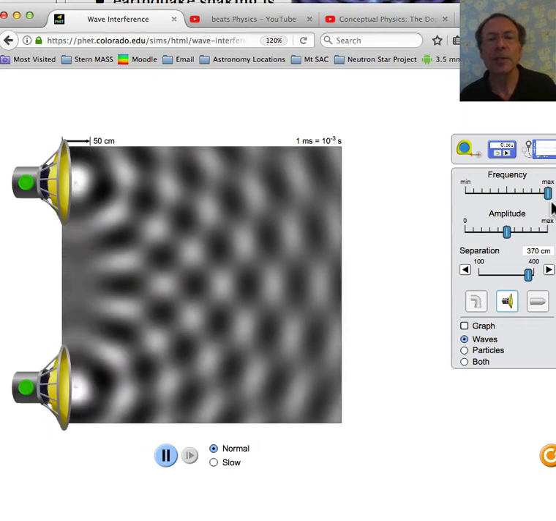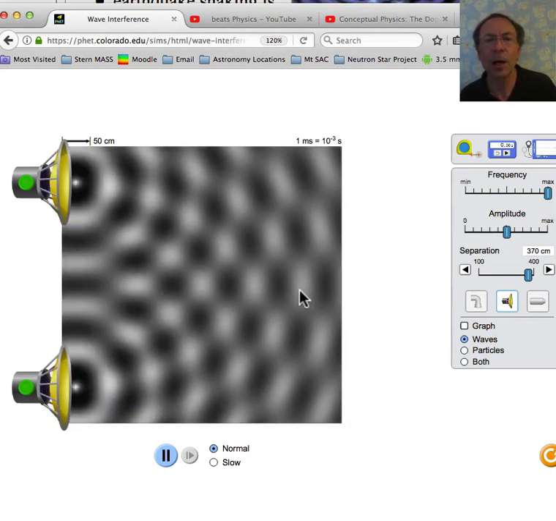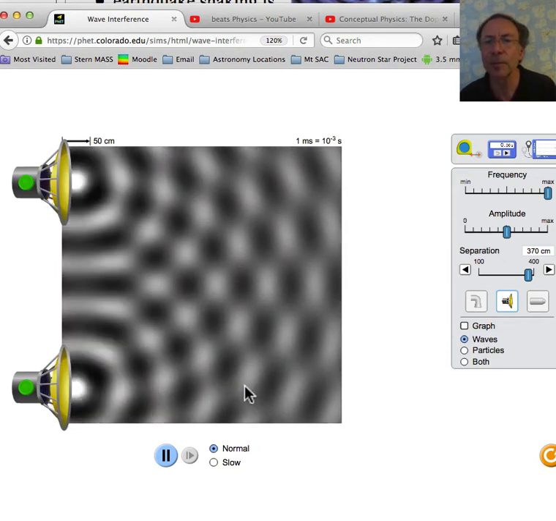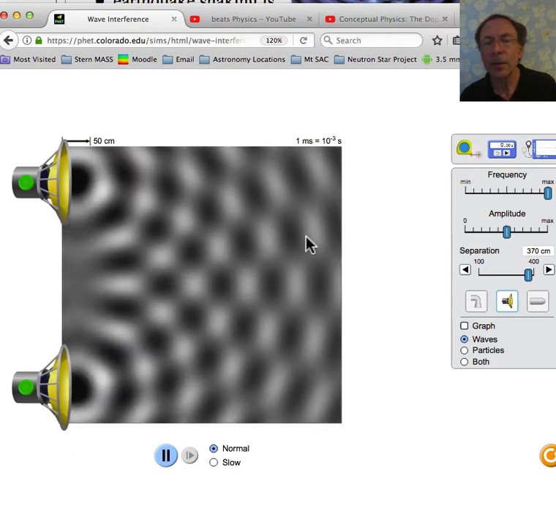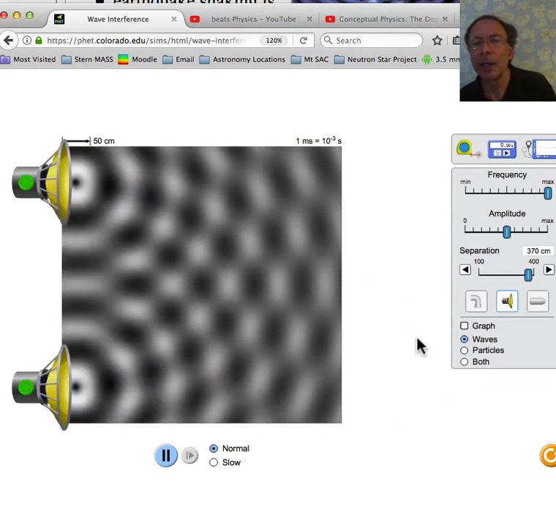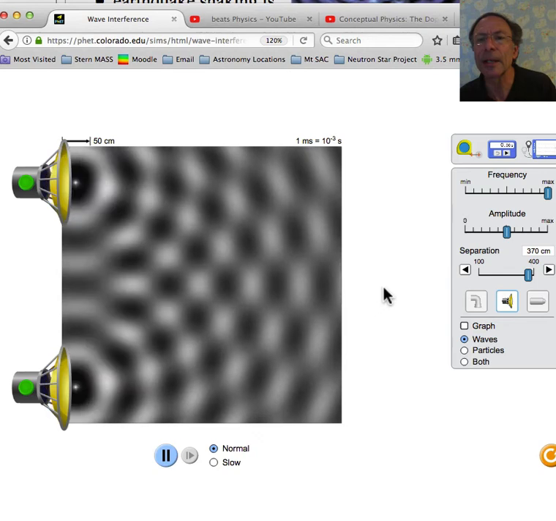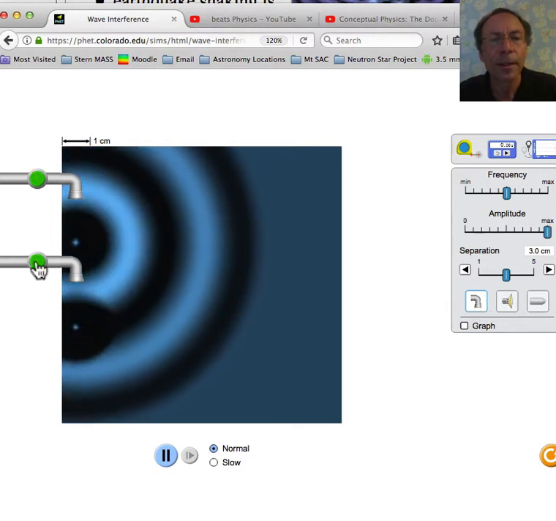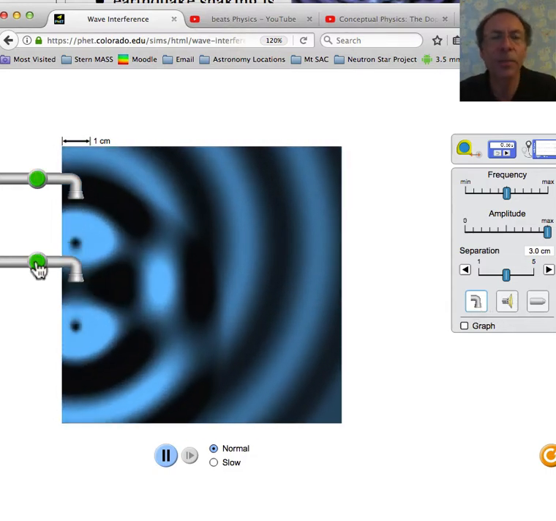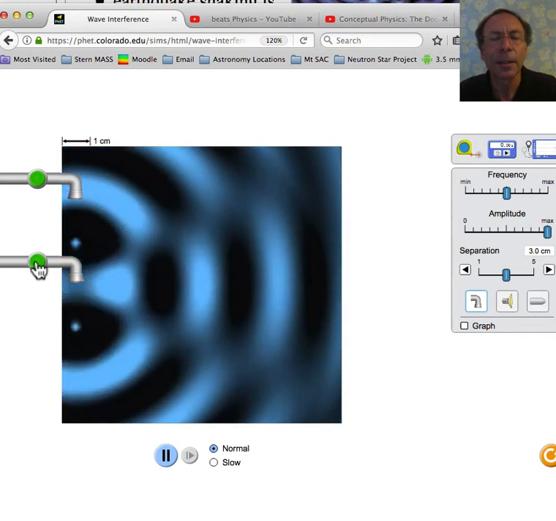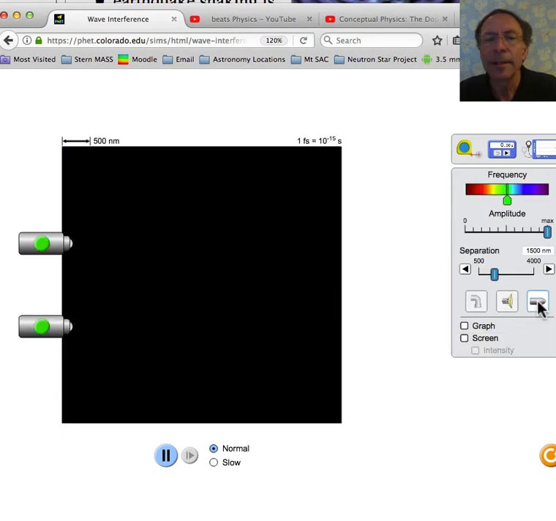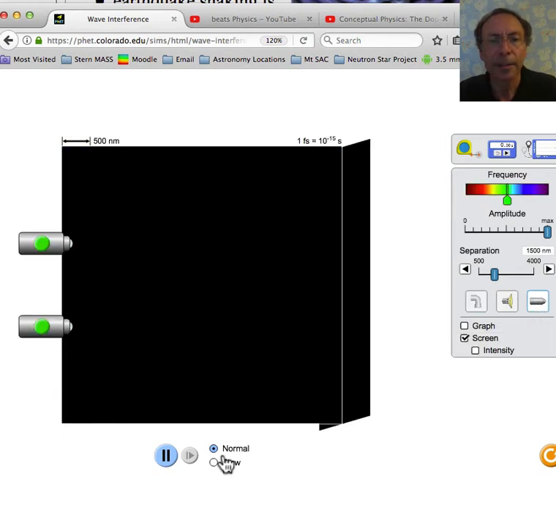So increasing the frequency or decreasing the wavelength also causes more zones of constructive and destructive interference. Now this simulation shows a few other interesting things. Let's reset it, and let's go to water. Okay, so now you can see that water waves do the same thing, which I guess is not really a surprise. And finally, this is actually kind of interesting. Let's make it go.